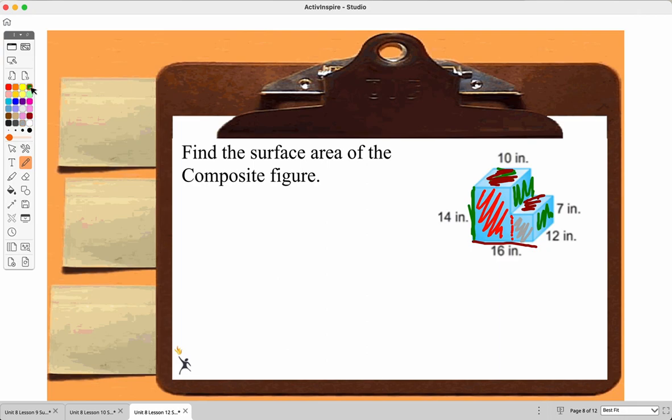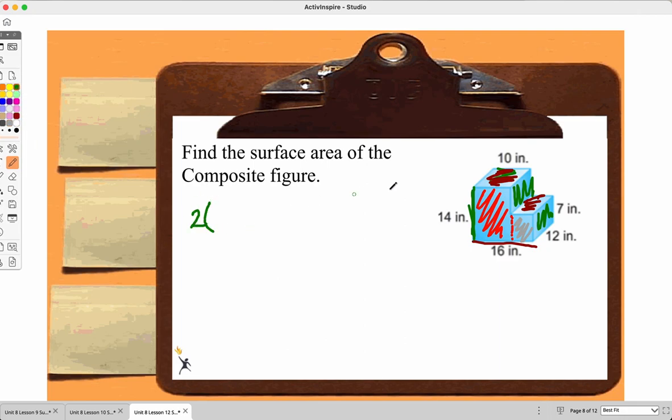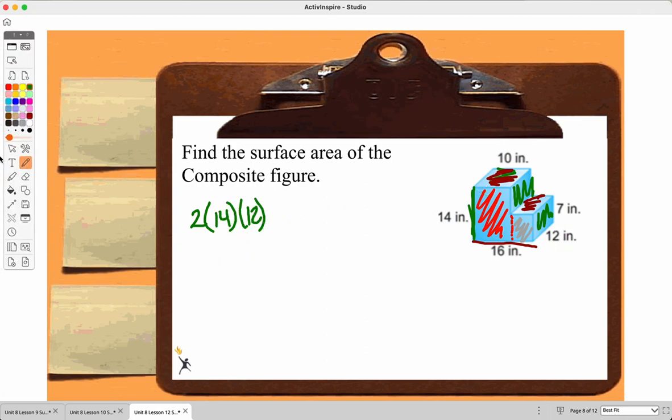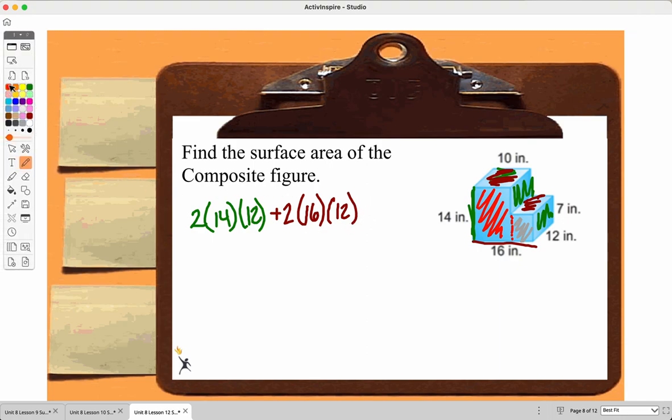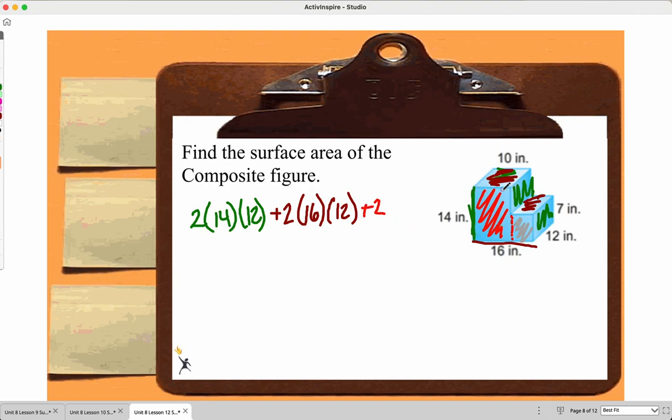So we'll start with the green side, 2 of those. So we know it's 14 long by 12 deep, so 14 times 12. Our dark red this time is 16 long, and then deep, it's 12 inches again. We'll go over to our bright red. Okay, and this time I've got a width of 10, and then 14 tall, so 10 and 14.